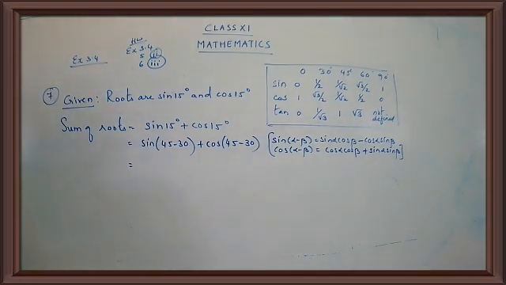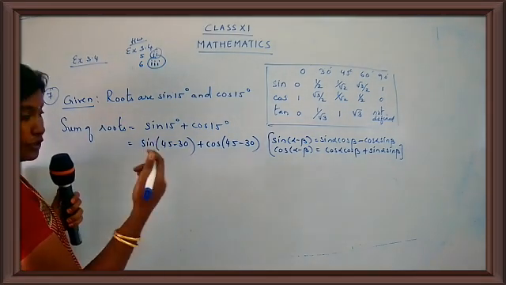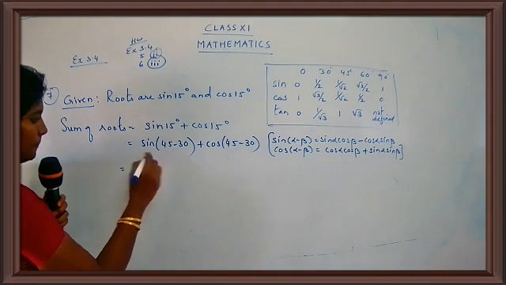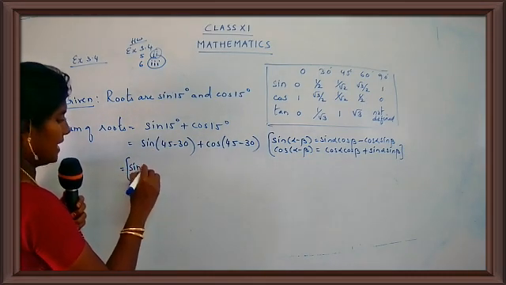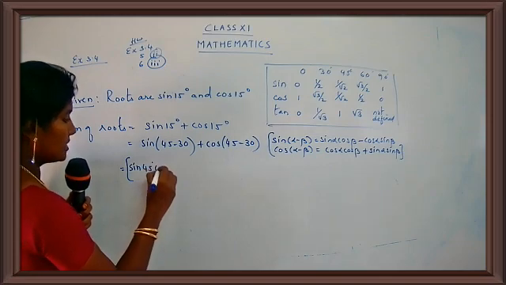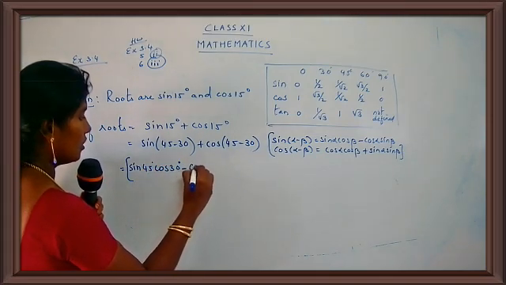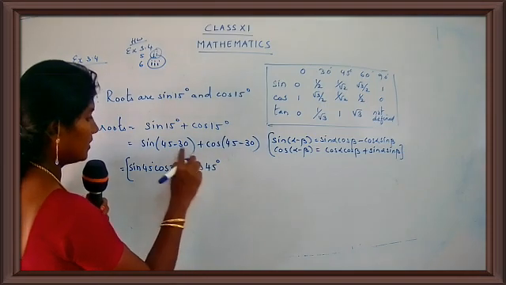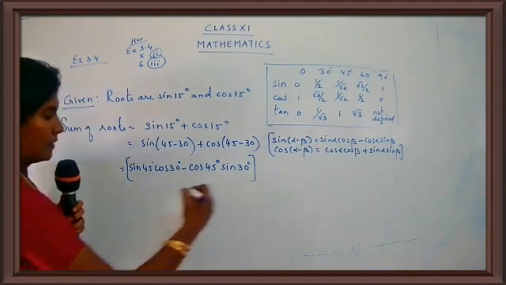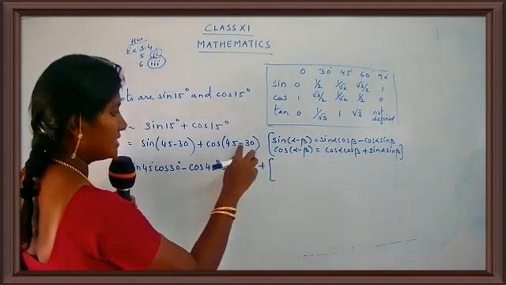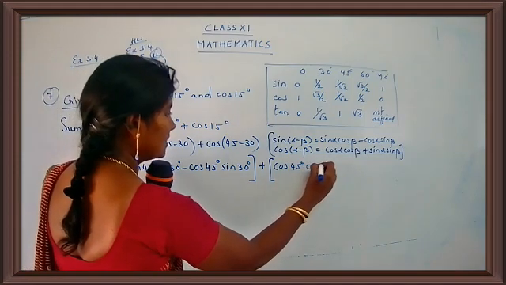So let me write down the expansion. The expansion will be a little bigger because we are dealing with two different functions. I'll be just writing down from here. I'll use a bracket. Sin alpha, sin 45 degree cos 30 degree, minus cos 45 degree sin 30 degree. One part is done, plus cos alpha cos beta. So cos 45 degree cos 30 degree.